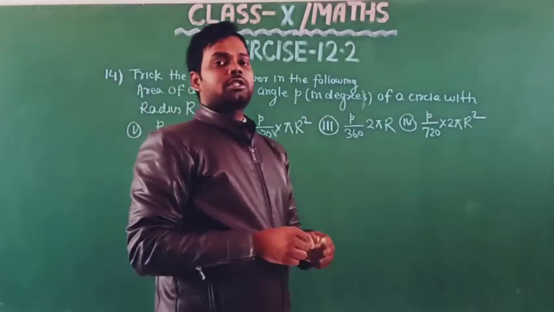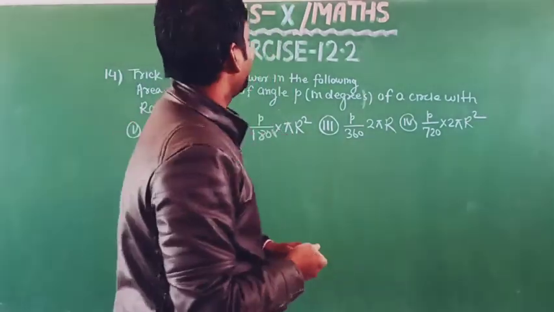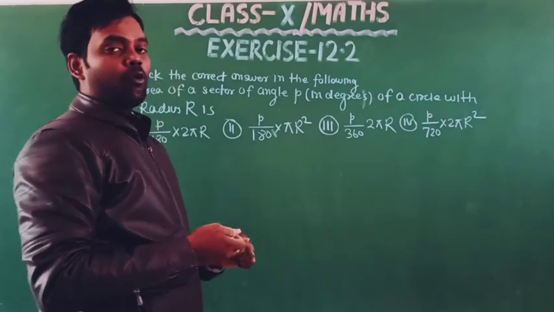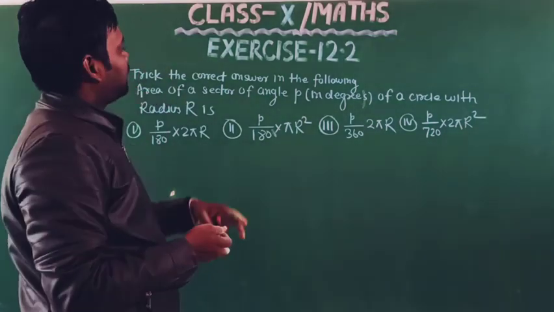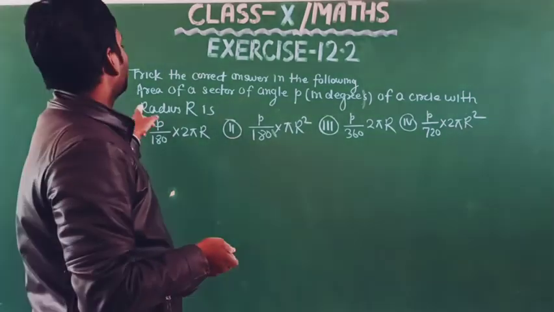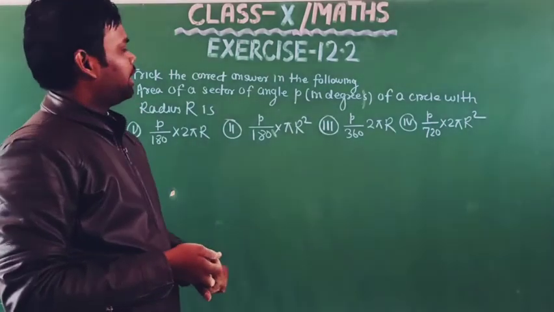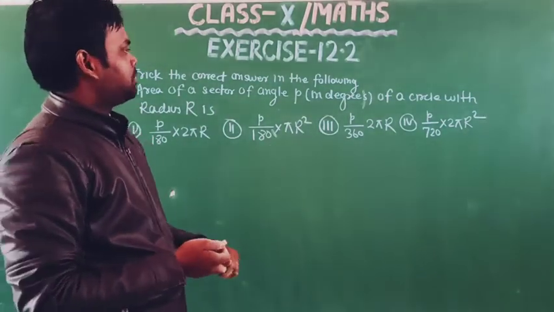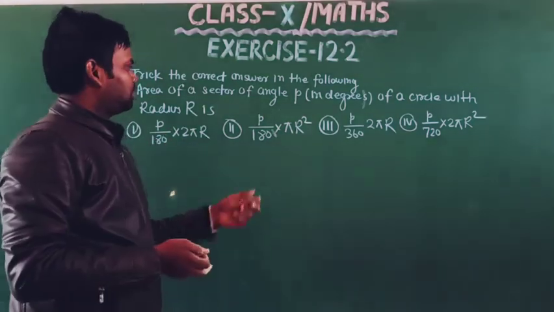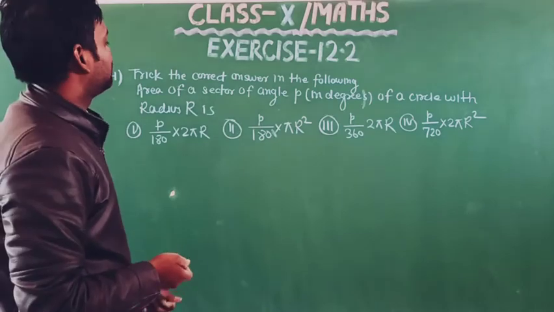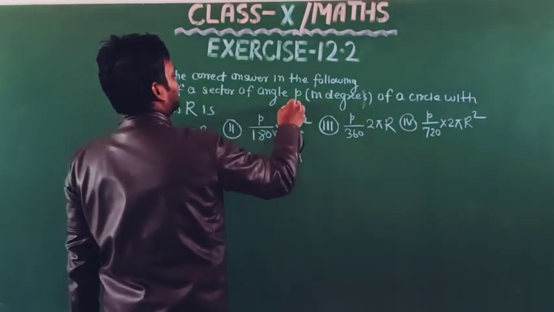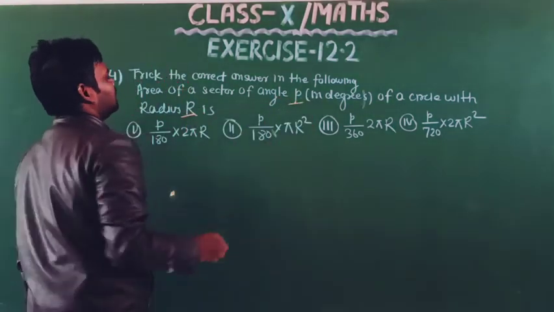Okay, this is the last question of exercise 12.2, question number 14. Tick the correct answer in the following. The area of a sector of angle P in degrees of a circle with radius R: which is the correct option out of the 4 alternatives, if the central angle is P and the radius is R.